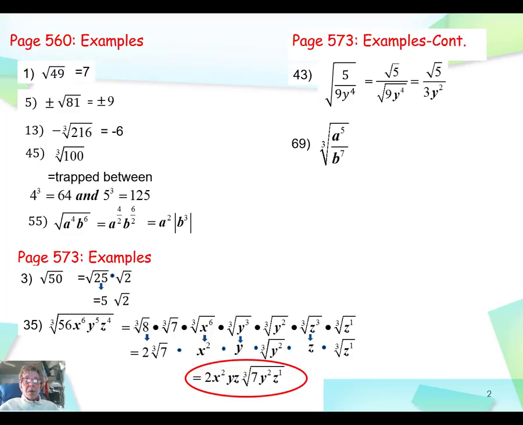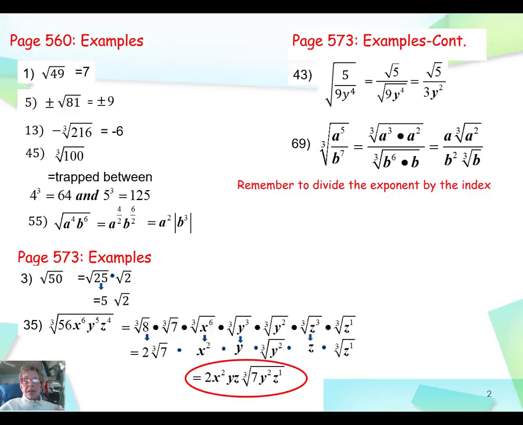Our next example, number 69, is the cubed root of a to the fifth over b to the seventh. I'm going to use the same procedure and break it down. Now I'm making it all under one radical, and I'm going to make it the cubed root of a to the third times a squared over the cubed root of b to the sixth times b, breaking it down into perfect cube factors.